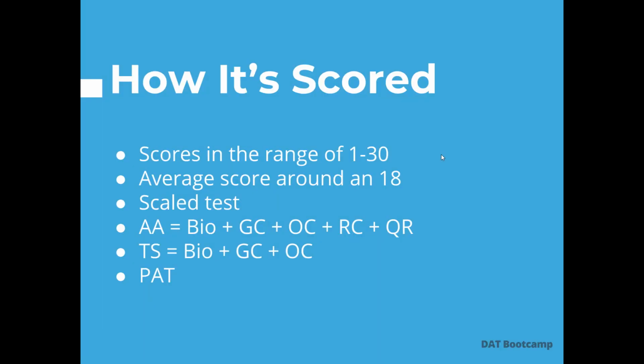So how is the DAT scored? Well, scores range from 1 to 30, with the average score hovering around an 18. It is a scaled test, so that means that it accounts for differences between the uniqueness of different tests and different difficulties among tests. The academic average is composed of your bio score, your general chemistry, organic chemistry, reading comprehension, and quantitative reasoning. Your total science score is composed of biology, general chemistry, and organic chemistry. And your PAT score is separate from the others, and it's not factored into your academic average.